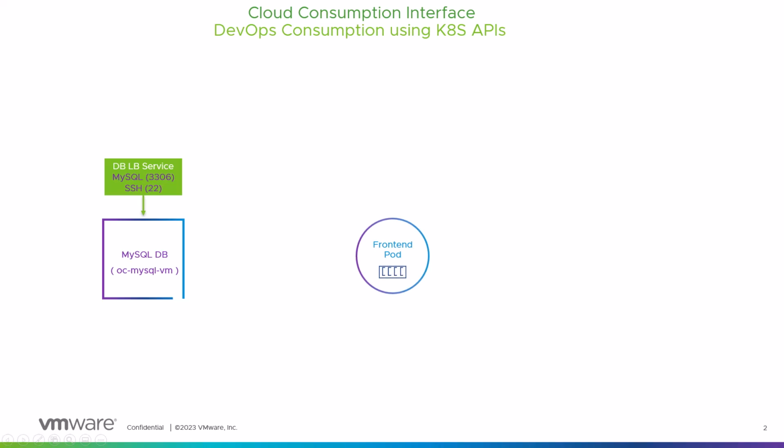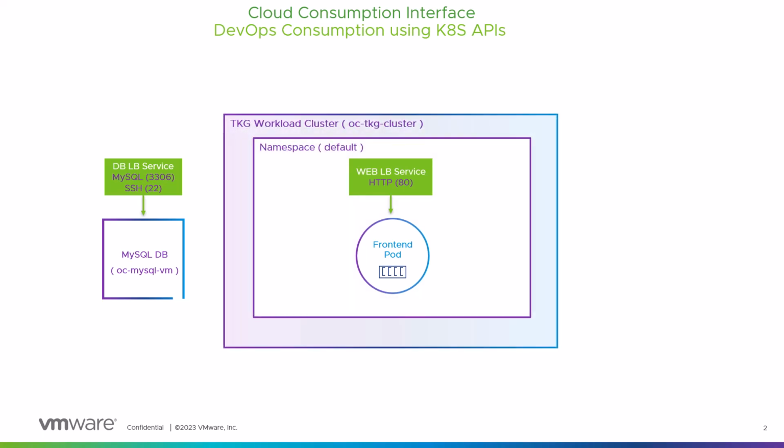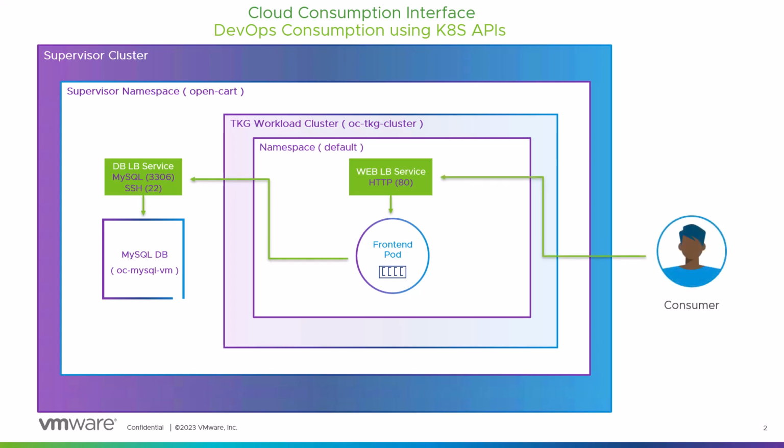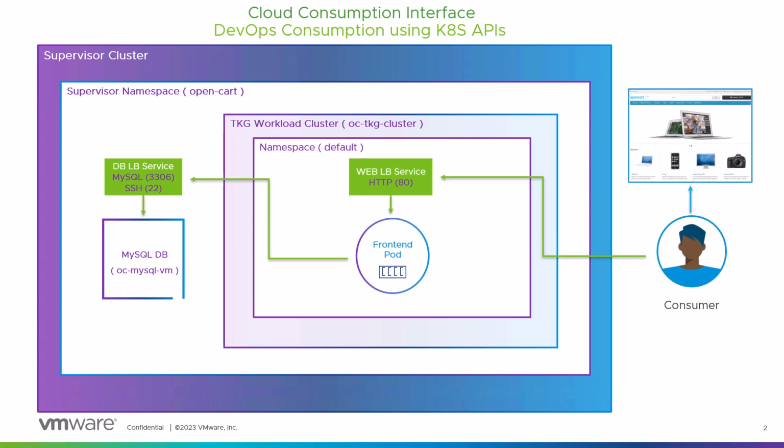The front-end web tier will consist of a Kubernetes pod and a load balancer service exposing HTTP on TCP port 80, deployed via a Bitnami Helm chart package with a custom set of parameters in the default namespace of a TKG workload cluster. The provisioned virtual machine and the TKG workload cluster will run within a dedicated supervisor namespace on a supervisor cluster. The front-end pod will connect and use the MySQL VM as its backend database via the database load balancer service. And finally, the consumer can load the e-commerce website by connecting to the front-end load balancer web service via its IP address.